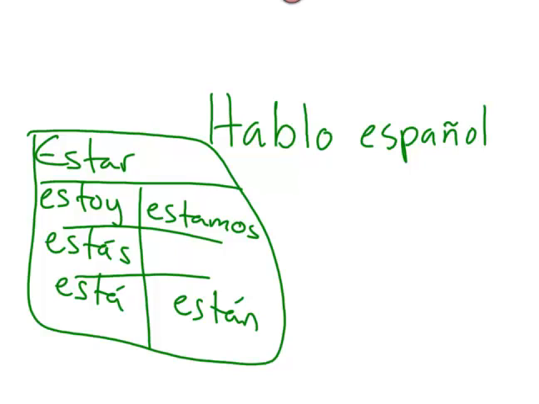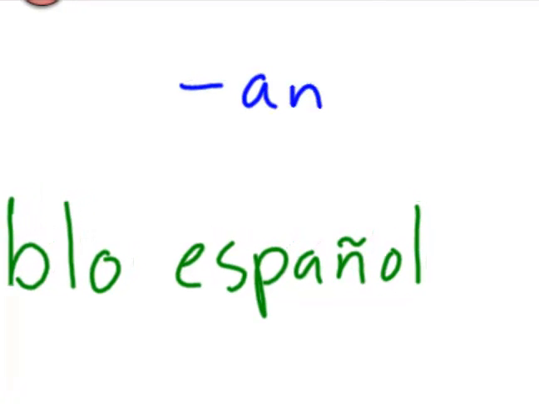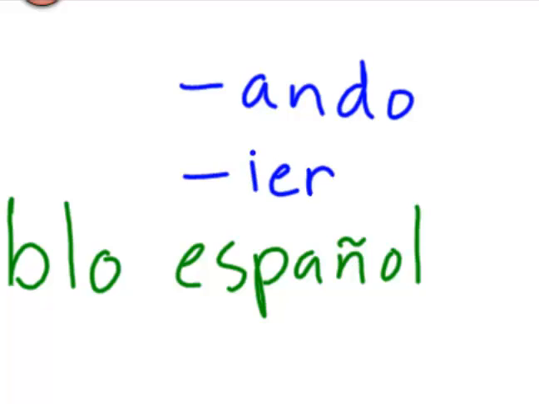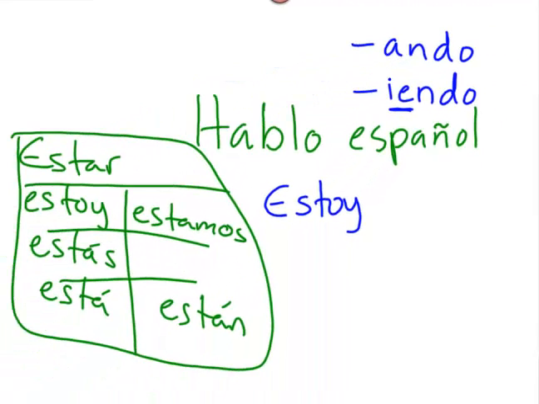I am speaking. But now how do we say speaking? Well, if you have an AR verb, you'll drop the AR and add ando. If you have an ER or IR verb, you'll drop the ER or IR and add iendo. Remember that I mentioned that ERs and IRs hang out together, they do a lot together? So, I am speaking Spanish. Estoy. We take hablar, drop the AR, add the ando. Estoy hablando, I am speaking.